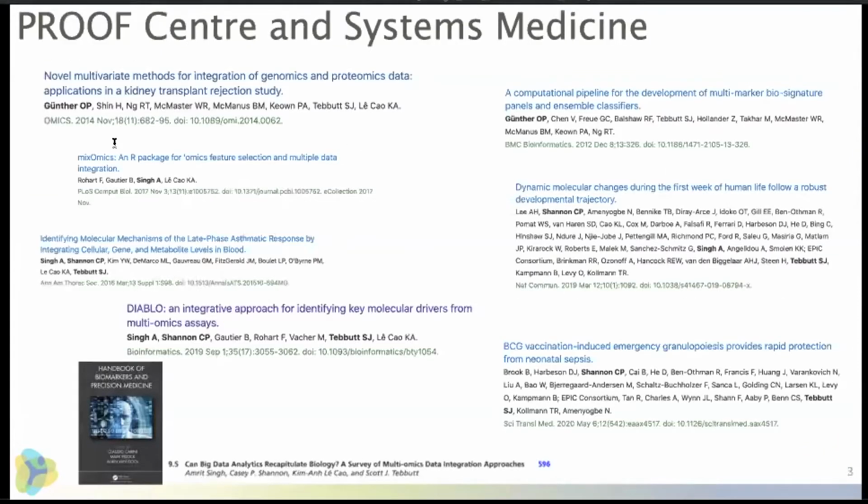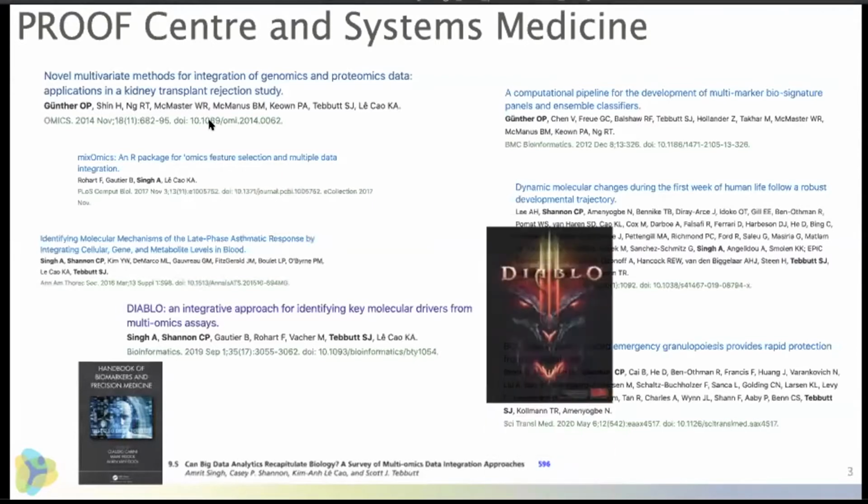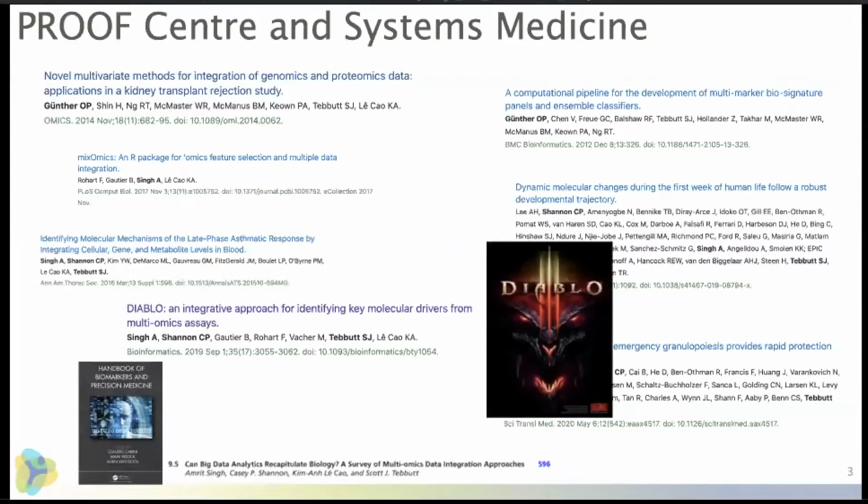And speaking of high impact publications, I just want to start off by highlighting some of the work that the Proof Center has done over the last 10 years. And this just kind of shows that we can work in any disease state as long as you have the data. So we've done work in transplantation, asthma, neonatal immunology, and through all of these, we've gained a lot of experience in data integration. And so we've also developed an interactive integrative tool called Diablo, which I should point out is not the video game. But I want you to keep that in the back of your mind when Amrit starts talking about it later.